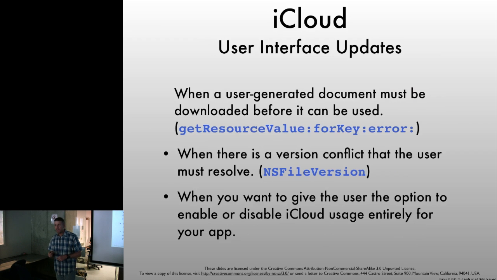There are some user interface updates that come along with using iCloud functionality. The big three are whether or not the document that you want to work on actually exists locally on the device. You get notified, and you're able to ask iCloud, where does this piece of data actually sit right now? Is it downloading? Is it sitting locally, and there's a copy up on iCloud? Does it only exist locally? Does it only exist up on iCloud?